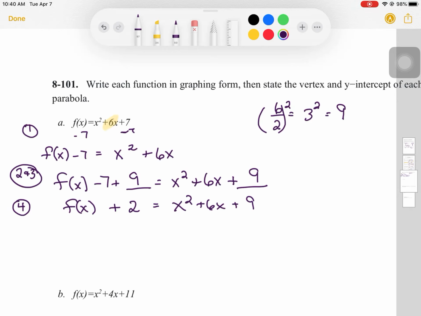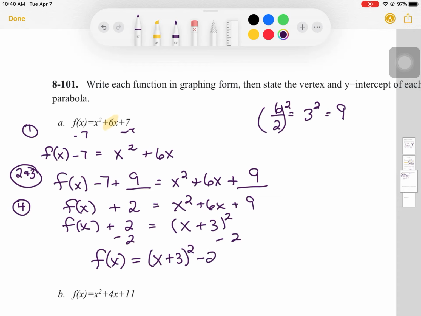Step 5 has me writing the right-hand side in factored form. This will be x plus 3, the quantity squared, and then I'm subtracting 2 from both sides, and I get f of x equals x plus 3, quantity squared, minus 2. I've now gone from standard form to graphing form.